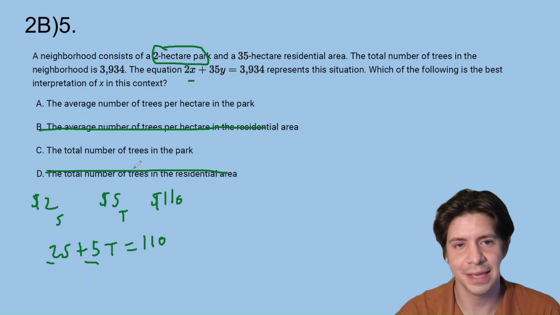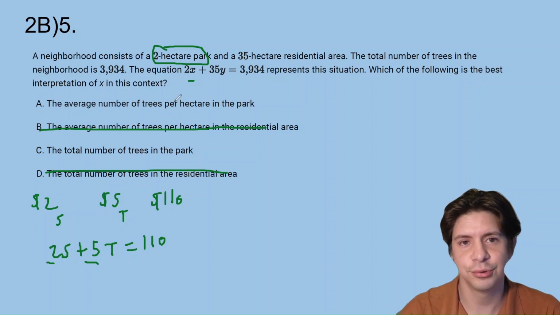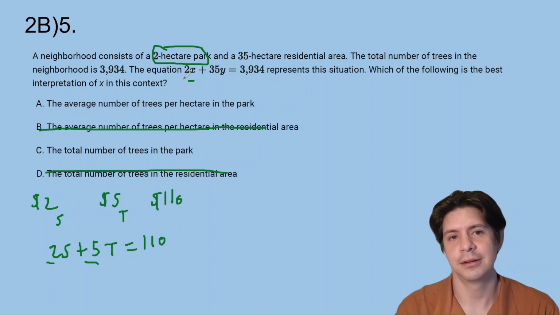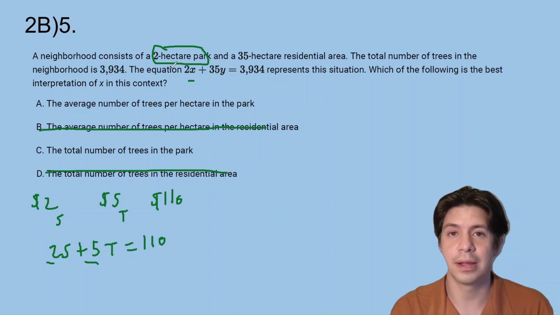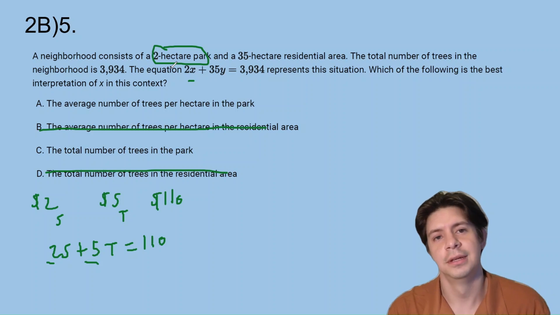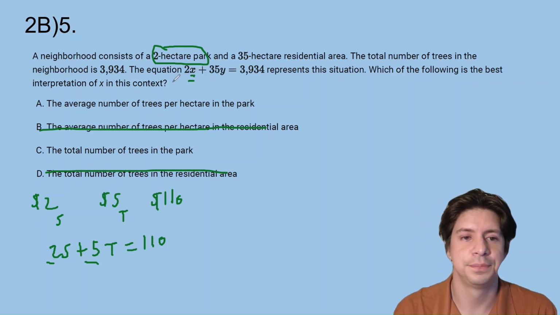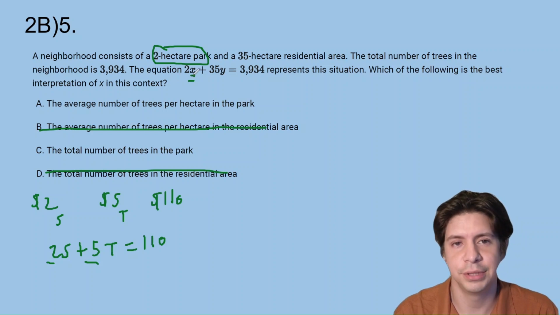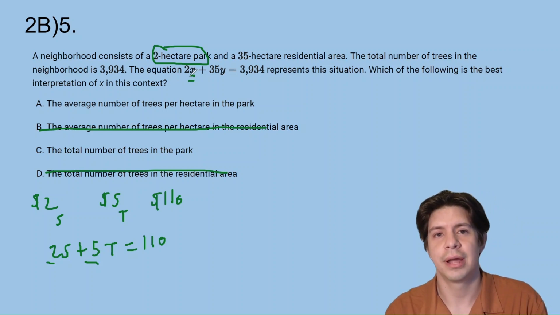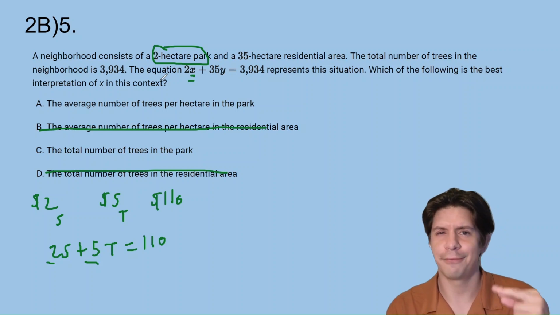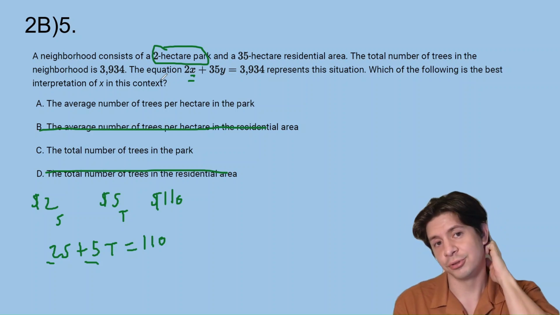So the tricky thing here is you would expect the 2 to be the trees per hectare, but the 2 is the hectare, the area, the total amount. So it's like this is the amount, and the x would be like the $2. So the x is going to be the trees per hectare, the rate, basically. So they flipped it on us, and that's what I think makes the question tricky.